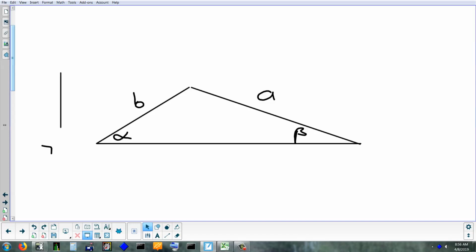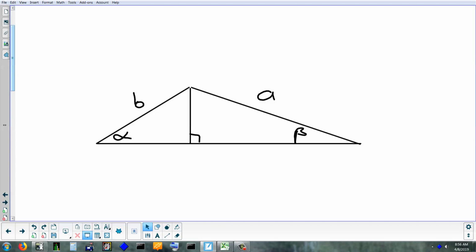All right, now what you want to do is draw in the height. So the height goes from a vertex perpendicular to the other side. Now I could have done that anywhere. I could have drawn in a line from the vertex perpendicular to the other side, but I chose to do that one. Now, what did I just create by putting in the height? Two right triangles. I created two right triangles.